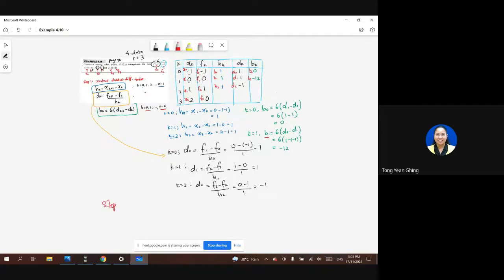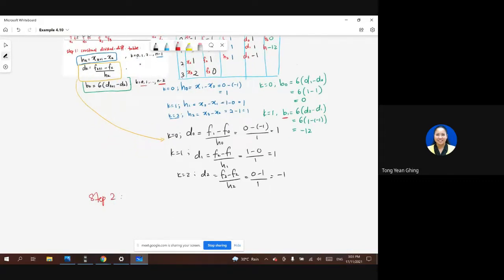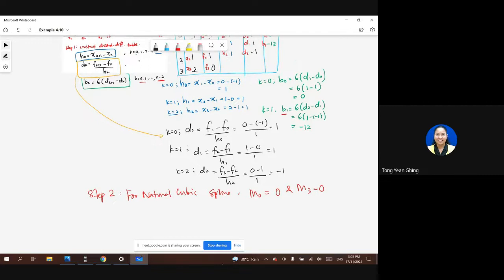So step 2. For natural cubic spline, M0 is equal to 0 and Mn is 0. So now what is our n? It's 3, right? So that means M3 is 0. Okay, so now we do it based on the formula given.